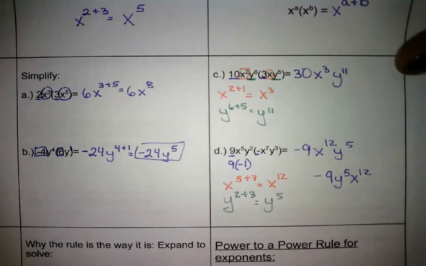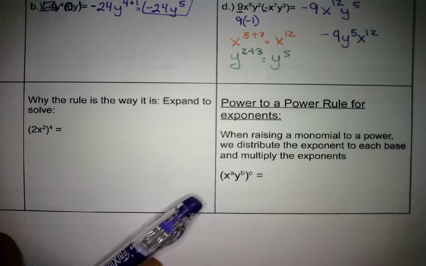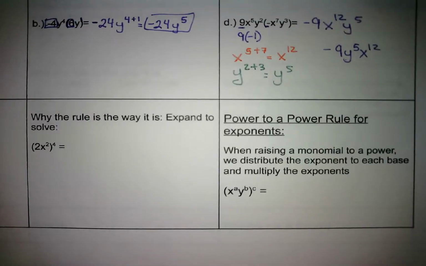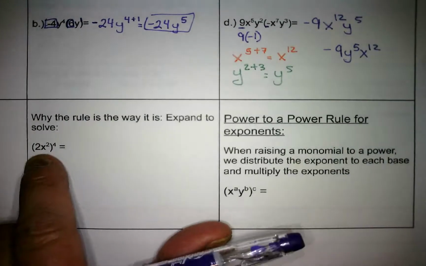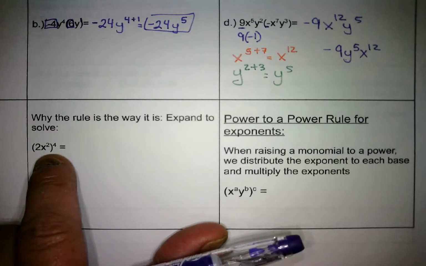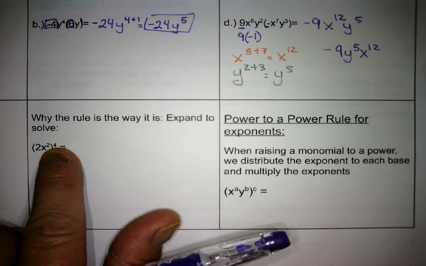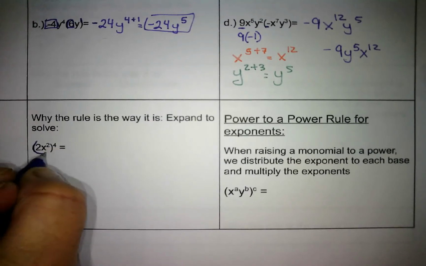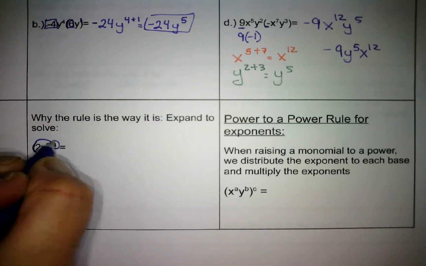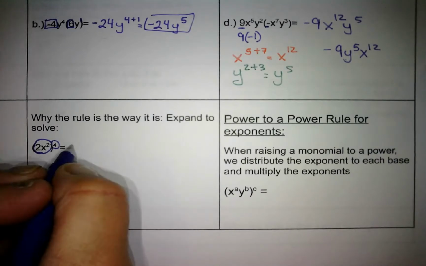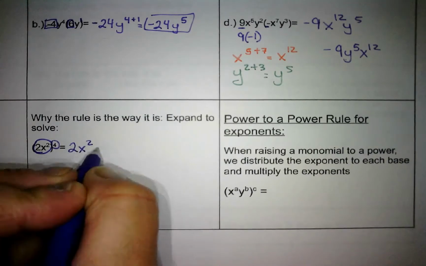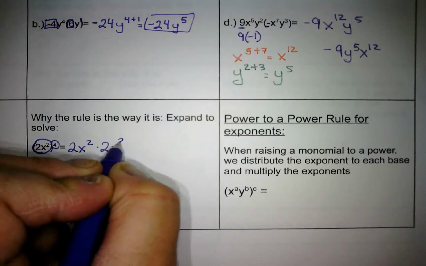Now, let's go on ahead and look at another rule. The next rule we're going to call the power to a power rule. So first, let's go on ahead and write this rule out. We're going to expand it. So we have 2x squared to the 4th power. Now what that means is this whole thing right here is raised to the 4th power. So I'm going to multiply 2x squared times itself 4 times.